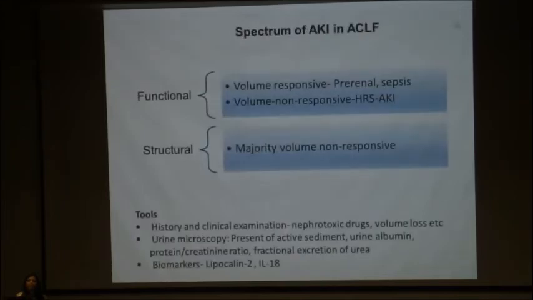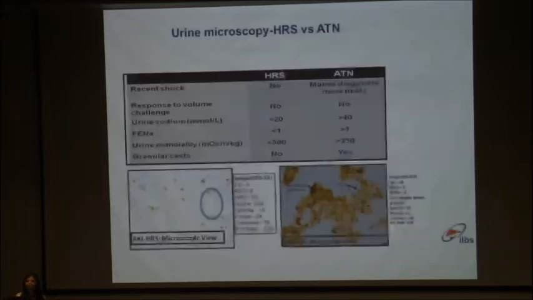Now, the spectrum of AKI, to make it very simple, can be either functional or structural. The functional is an AKI which has very good outcome. It responds to the volume resuscitation, and you can have a volume non-responsive AKI, that is the HRS AKI, where you need to give your vasoconstrictors. The structural AKI in majority, these patients will be volume non-responsive. So we should not be pumping in too many fluids in these patients. So the diagnosis of the spectrum becomes very, very relevant when you initially evaluate your patient.